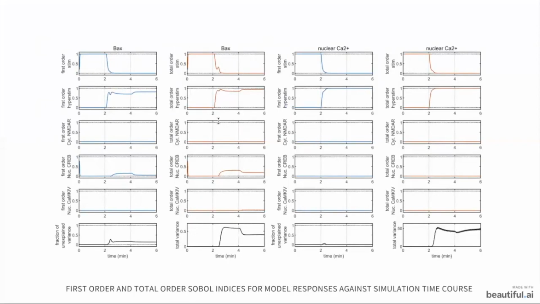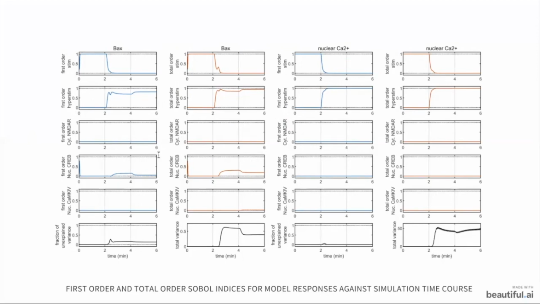Having confirmed and validated our model using our experimental data, we moved on to a global sensitivity analysis. We computed our Sobol indices to analyze how sensitive our model was to changes in concentration of different species. You'll see that each of these rows is focusing on STIM, hyperstim, NMDA receptor and nuclear CAMK4 as our inputs. We varied those parameters from 0.25 to 1.75 times their starting concentration, and observed the nuclear calcium and BAX expression outputs.